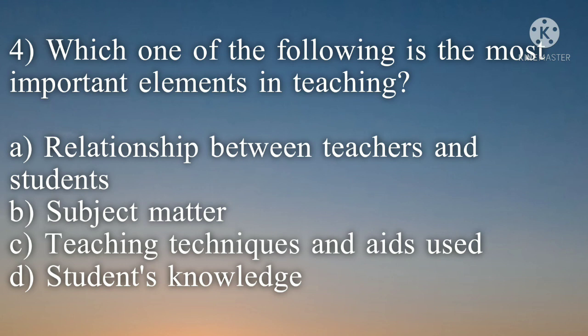The next question is, which of the following is the most important element in teaching? First one, relationship between teachers and students, then subject matter, then teaching technique and aids used, then students' knowledge. Subject matter is not an important thing. Any subject can be taught in any way. Teaching technique and aids, it is very important. We'll discuss it. And students' knowledge, so students' knowledge is irrelevant here. But out of teaching technique and relationship between teachers and students, the relationship between teachers and students is the most appropriate, because no matter how good the teaching aids or the teaching technique is, if the relationship between teachers and students is not good, the teaching will not be fruitful.